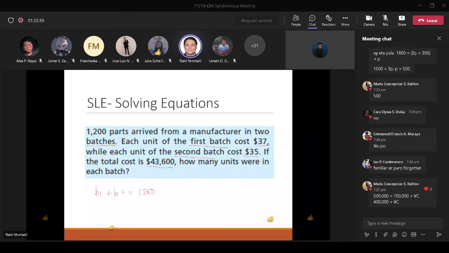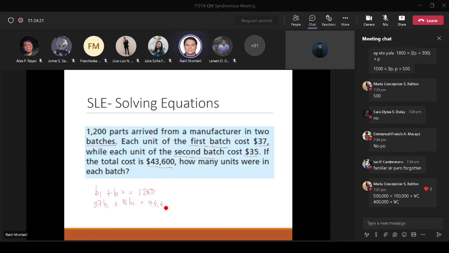Okay. The next equation is in terms of cost. The cost of batch 1 is 37 per unit, and 35 for batch 2, respectively. If we multiply this by the number of units, that is the total cost of each batch. So 37 times batch 1 plus 35 times batch 2 is equal to 43,600. And the question is, what are B1 and B2?